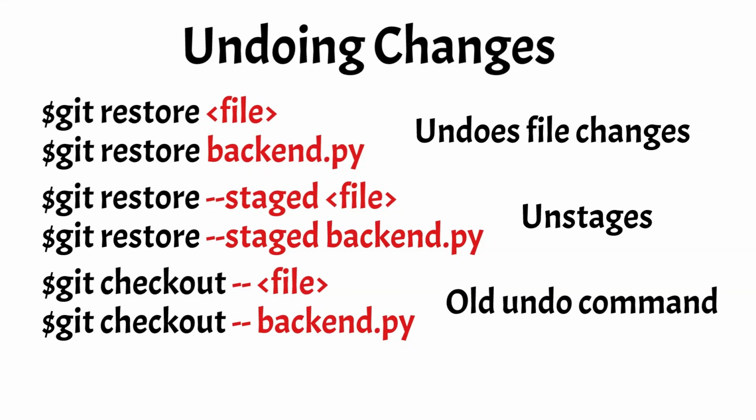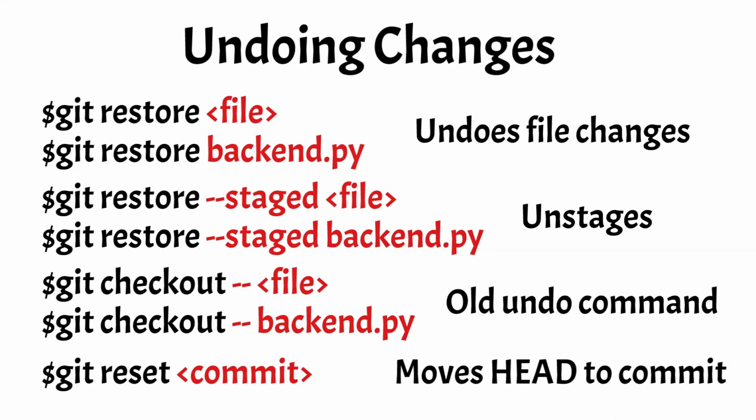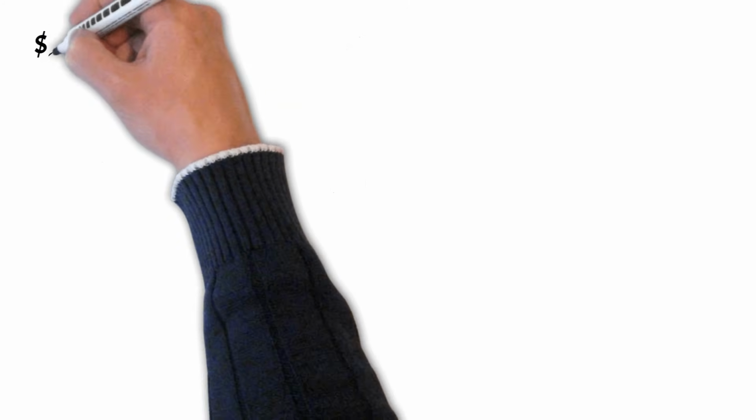And if you want to move the project back to an earlier point in history, git reset shifts HEAD to that commit. By default, this unstages everything but keeps your files so you don't lose work. Git reset also has some stronger options you can use.